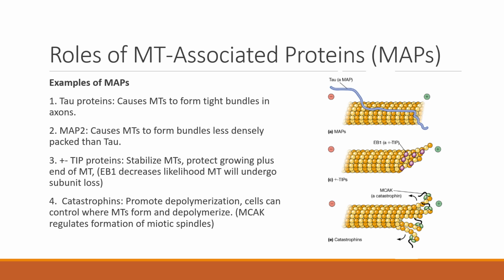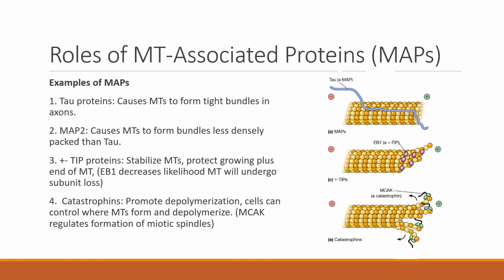Tau proteins cause microtubules to form tight bundles in the axons of nerve cells. MAP2 proteins have a similar role to tau, but they form a less densely packed bundle. Plus minus tip proteins play a role in stabilizing the microtubule, and here I have an example of the EB1 protein that helps decrease the loss of subunits in the microtubule.